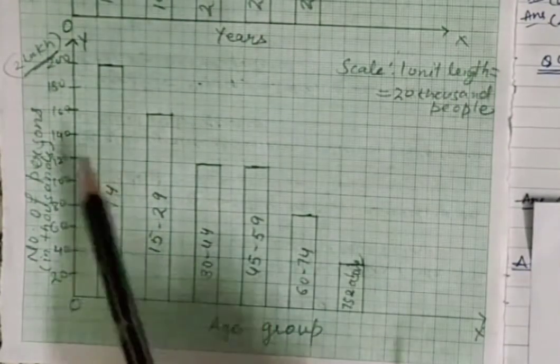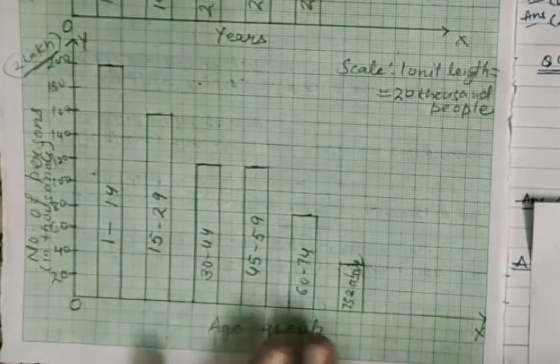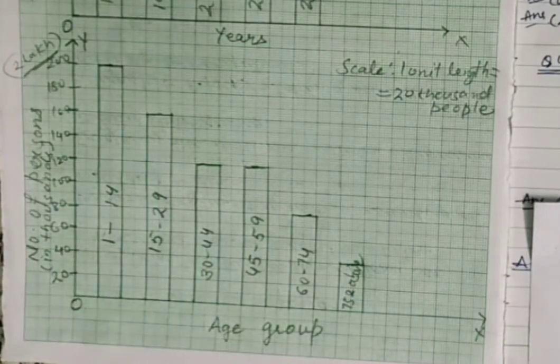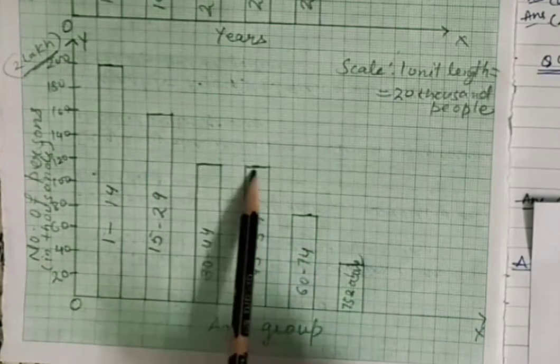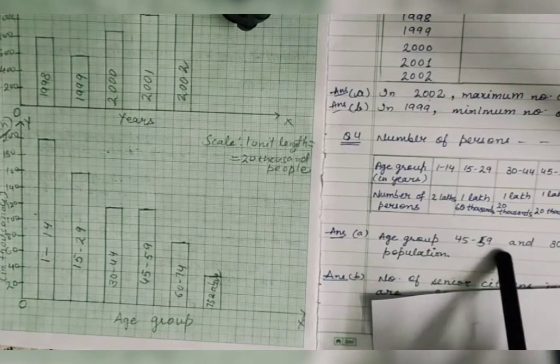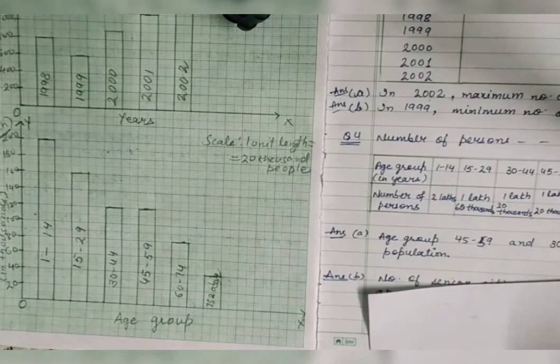Now you can see I have drawn this bar graph in which different age groups are shown. After drawing this, we need to answer the questions. Which two age groups have the same population? Can you just compare these two? They are the same. So we can write that the age groups 45 to 59 and 30 to 44 have the same population.